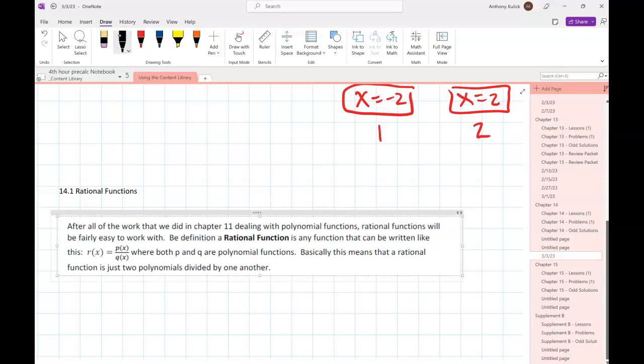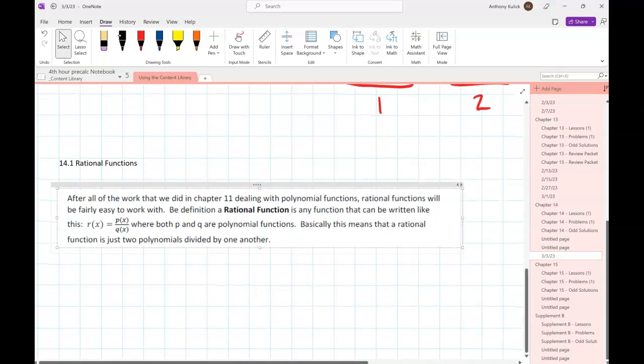Everybody feel okay with that? Just one polynomial divided by another polynomial. That's all we're talking about here. And it's nice because what have we just finished talking about? Polynomials, so the component pieces for the rational function should still be pretty fresh in our minds. Feel okay?